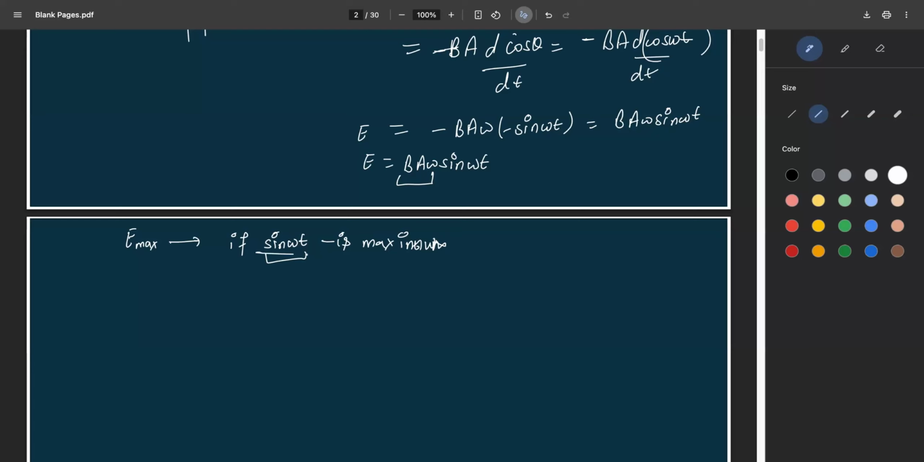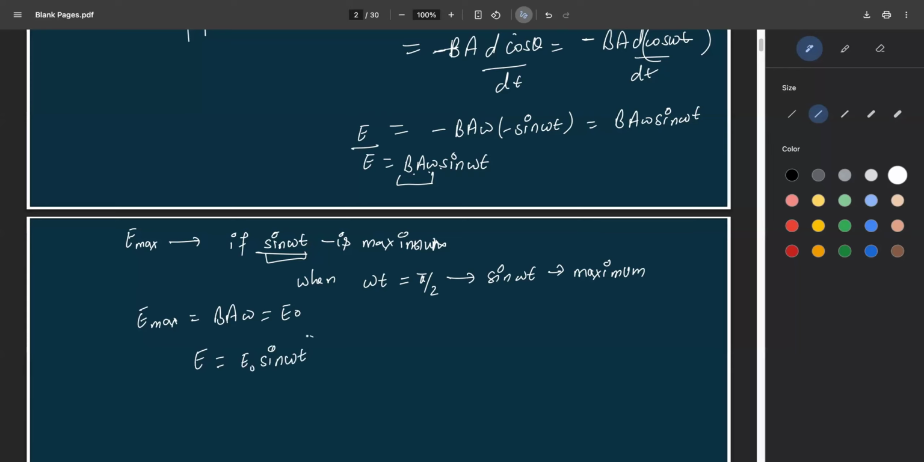I'm asking for the value, not the angle. The maximum value is one, right? When omega t is equal to pi by 2, in that case, sine omega t is maximum. With this respect, we can simply say E max will come out as BA omega, and we can say this is nothing but E naught. So we can rewrite this as the general equation E is equal to BA omega, which is the maximum value, times sine omega t. Is it clear?